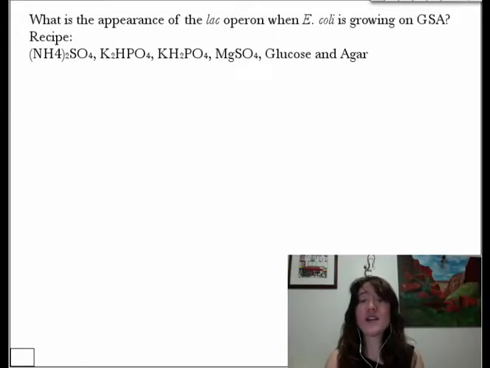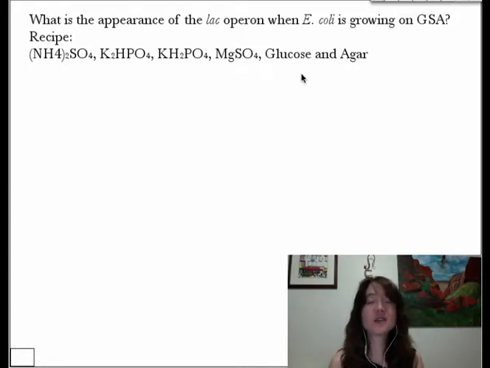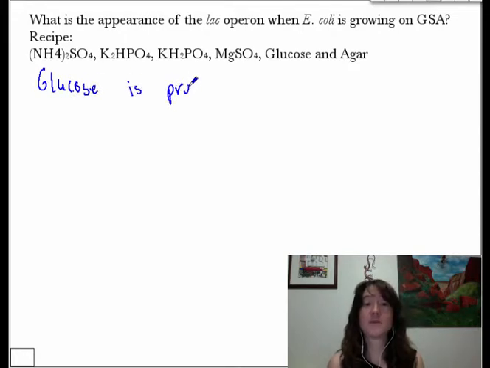We want to look at what the lac operon would look like if you grew this E. coli on a GSA, that is a glucose salt agar. Notice that glucose salt agar is pretty straightforward. It's glucose and salt, right? So glucose and salt is what we find in this medium. Glucose is the only sugar present. So what this means, I'm going to jot this down, is that glucose is present, lactose is absent.